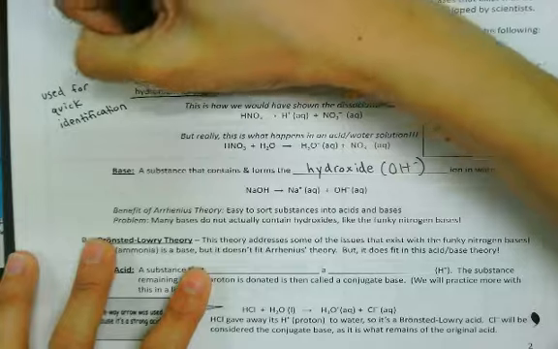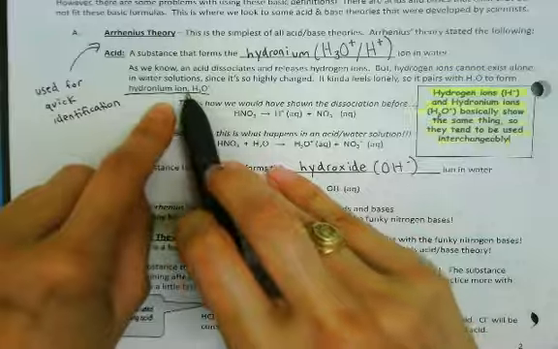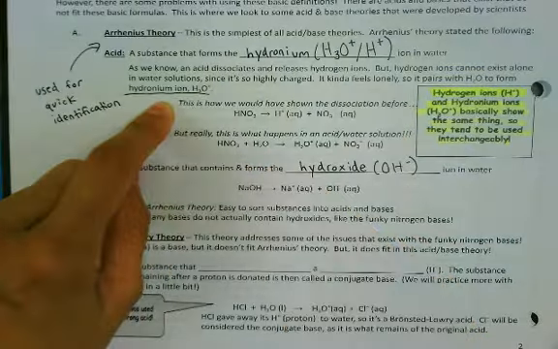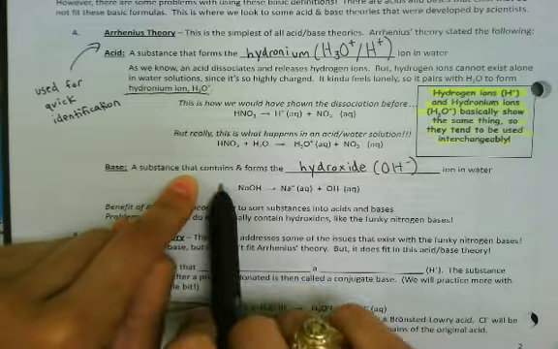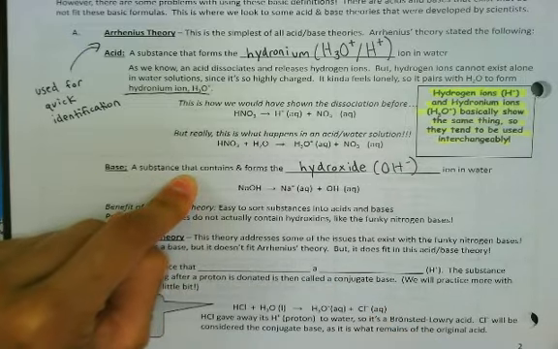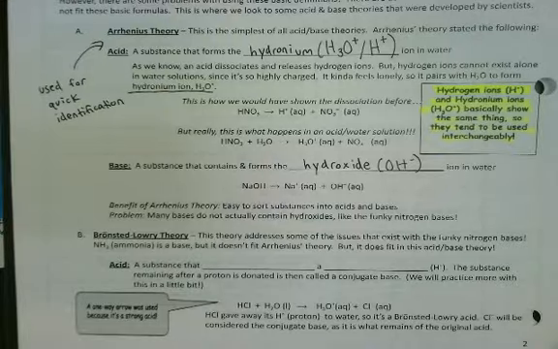Okay, again, summary. Arrhenius acid, the hydronium ion exists in water. Arrhenius base, a substance that contains and forms the hydroxide ion in water. That's the definition of an Arrhenius acid and base.